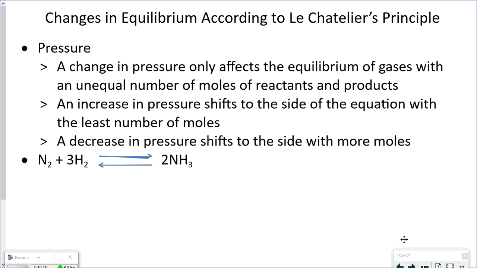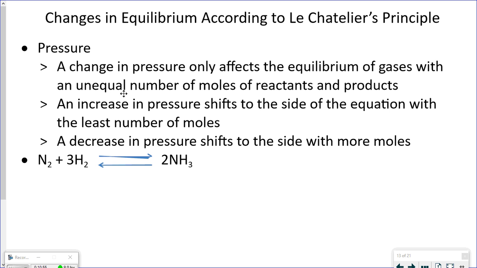Another change we're going to look at is if there's a change of pressure or volume. These kind of go together. So remember, pressure and volume are opposites of one another. A change in pressure or change in volume is only going to affect the equilibrium of gases when there's an unequal number of moles of gas on the reactant side and product side. So this one is not a general trend that you can remember. This is the only rule that is slightly different. So we are going to need to count up moles of gas on our reactant side and product side.